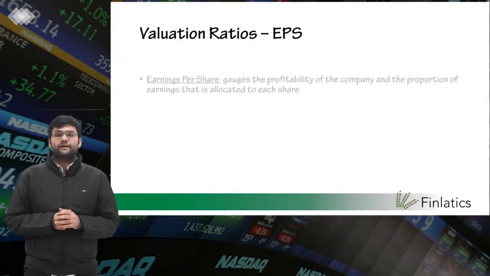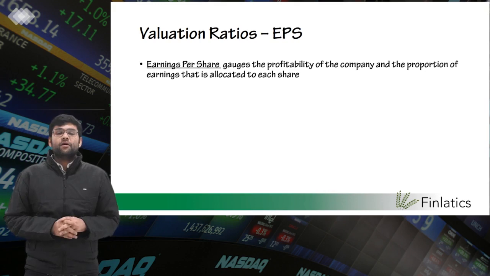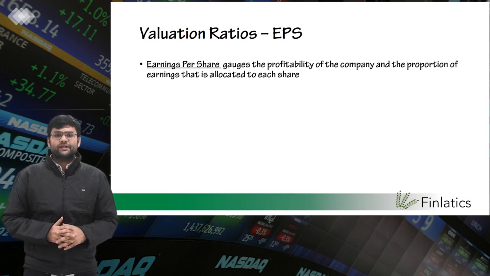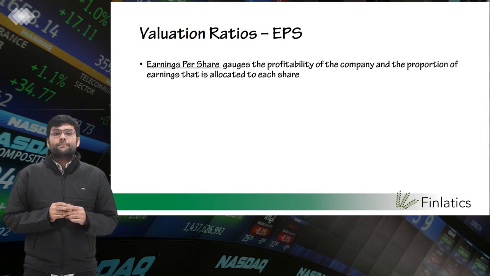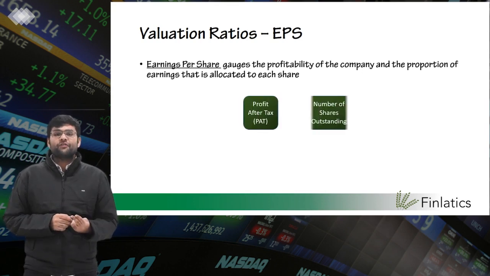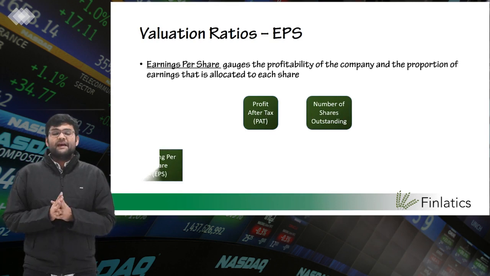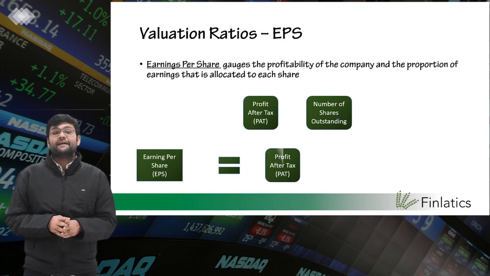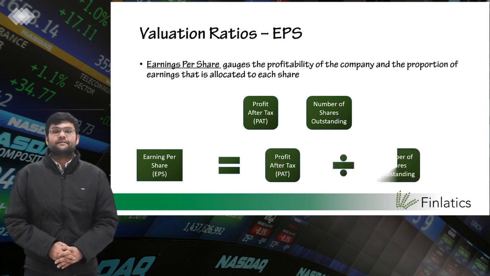The first valuation ratio that we are going to look at is EPS or earnings per share. Earnings per share or EPS gauges the profitability of a company and the amount of profit that is allocated to each outstanding share. This ratio is determined by two factors: profit after tax and number of outstanding shares. Therefore, EPS is equal to profit after tax or PAT divided by number of outstanding shares.